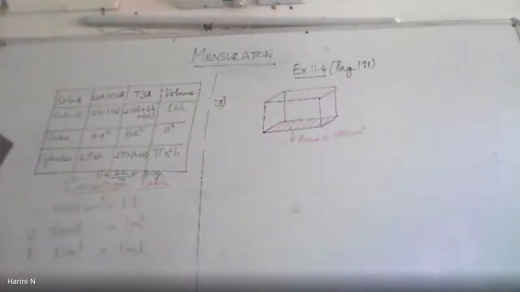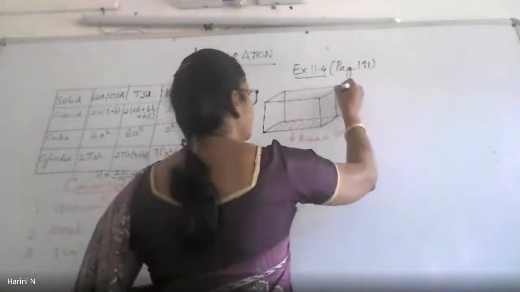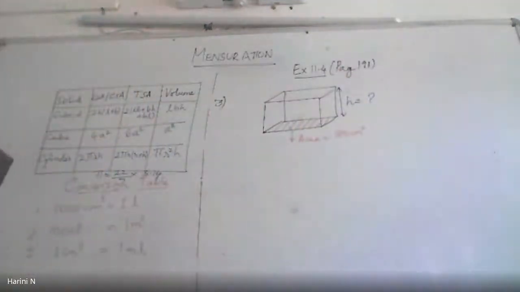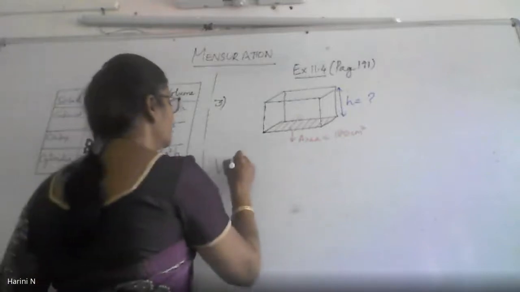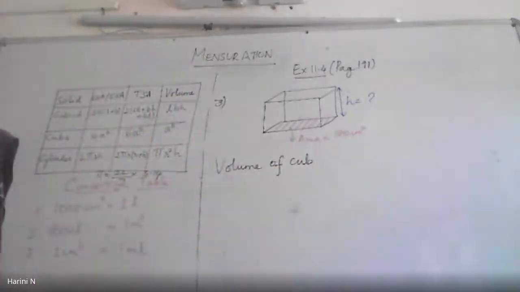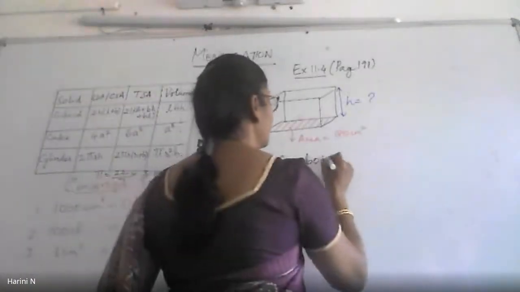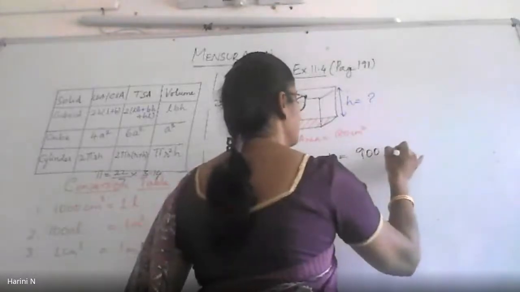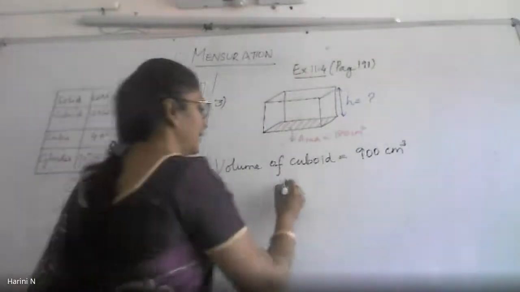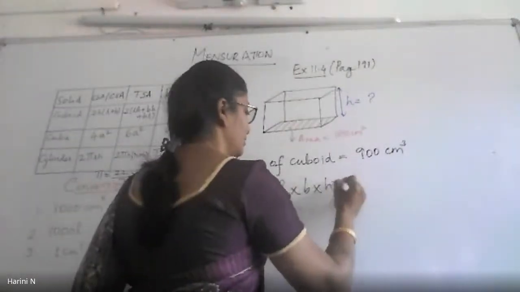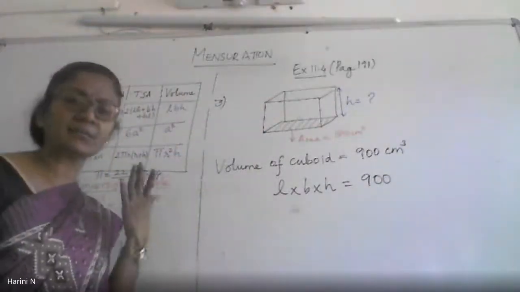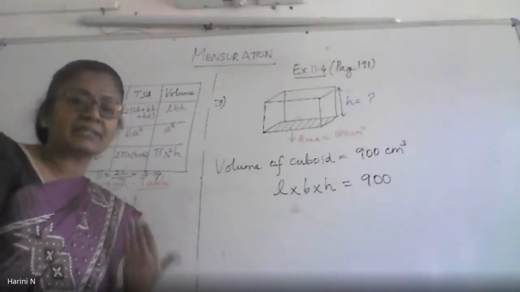They are asking you to find the height. You need the height, which you don't know. And the volume is given too. So the volume of the cuboid is given as 900 centimeter cube. What is the volume of a cuboid? It is L into B into H, which is equal to 900. Now they are not asking me L, B or H. They are asking me base area. What is base area here?